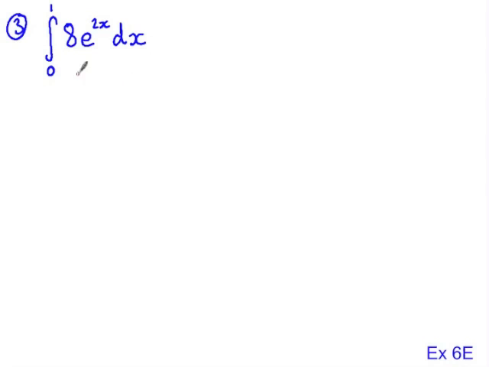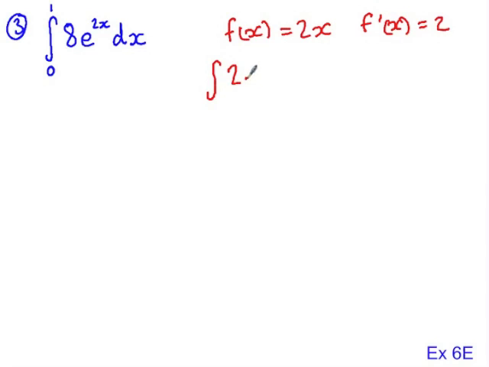Thirdly, we'll look at a question which involves definite integration. We'll start the same, so we can see our f of x is 2x, and the derivative of that is 2. So we know that when we integrate f dash of x e to the f of x, we get e to the f of x plus c. But we're trying to integrate 8e to the power of 2x, not 2e to the power of 2x, so we need to multiply this by 4.